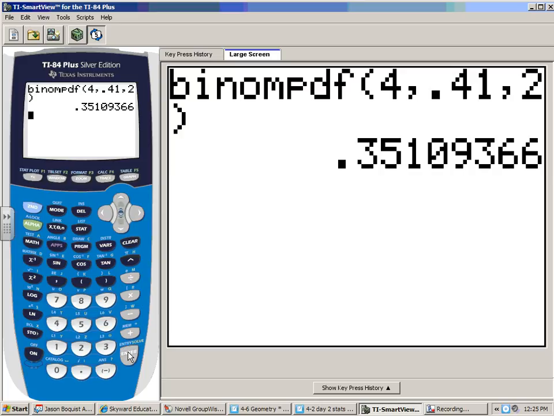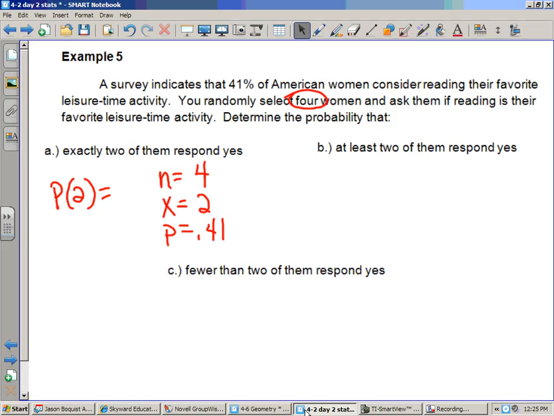Okay, so the next question is saying at least 2 of them respond. So is that saying 0, or is that saying 0, 1, and 2, or is that saying 2, 3, 4? At least 2 of them. Well, is CDF going to tell me 2, 3, and 4, though? Yeah, how are we going to do that?